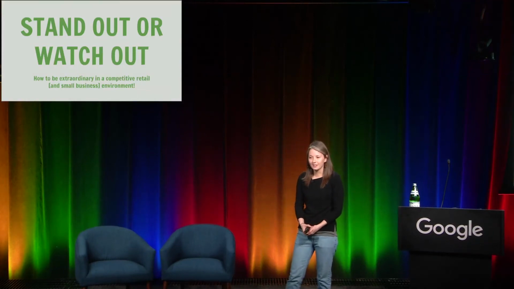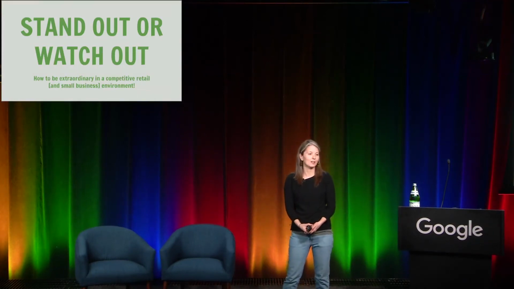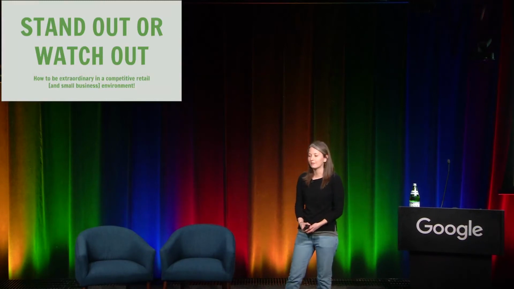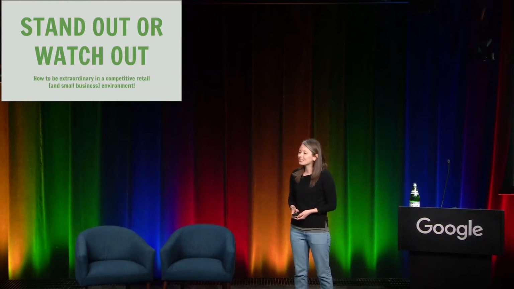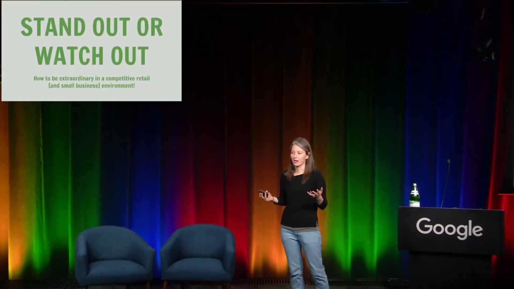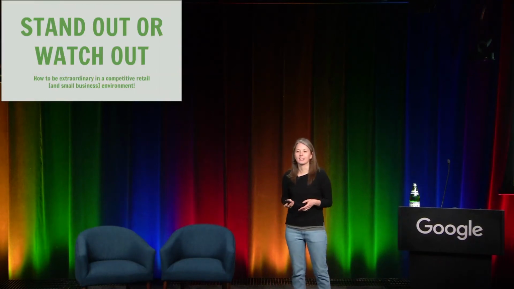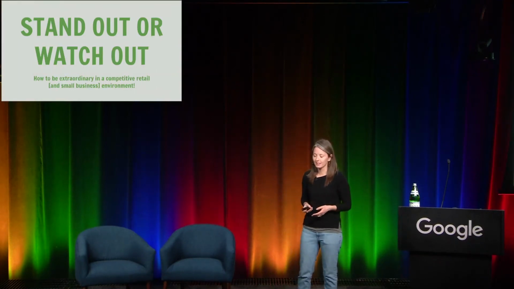My name is Emily Kanter, and I'm the second-generation co-owner of Cambridge Naturals. We're a 44-year-old natural products retail business in Porter Square. My father, Michael, is also in the audience. Hello to him. Today I'm going to talk a little bit about how to stand out, or watch out, how to be extraordinary in a competitive retail environment.